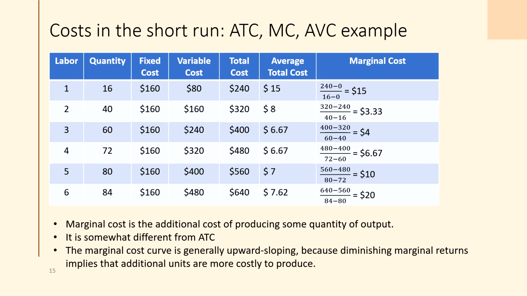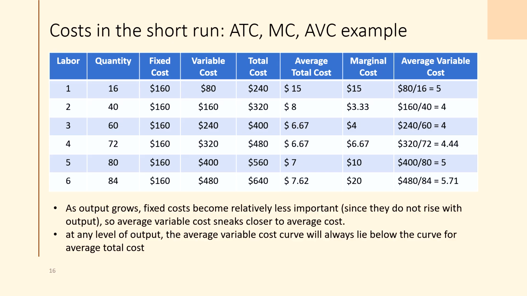Now let's calculate marginal cost. Marginal cost is the change in total cost divided by the change in quantity. For example, when output increases from 16 to 40, total cost increases from 240 to 320. The change in cost is 80 and the change in quantity is 24. So marginal cost is about 3.33. As output increases further, marginal cost rises due to diminishing marginal productivity.